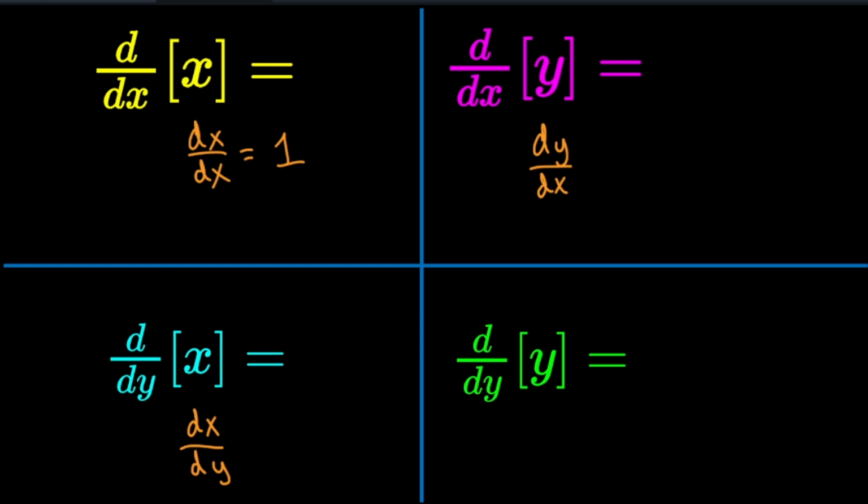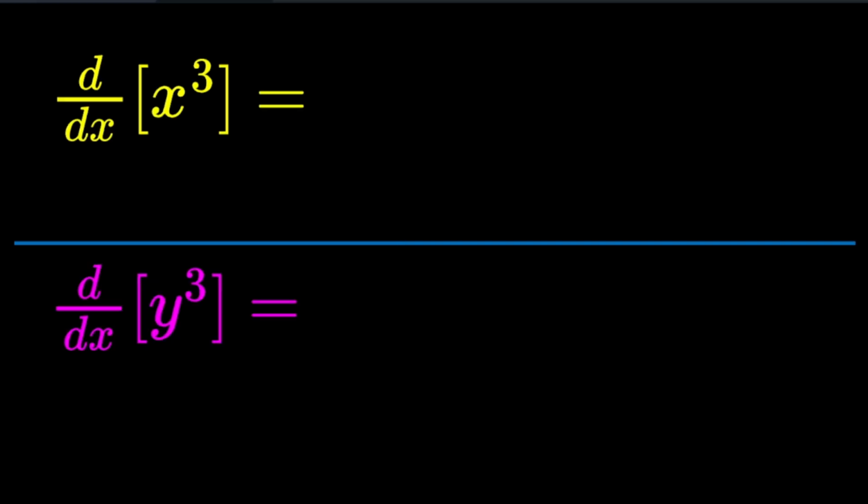And then the derivative of y with respect to y is how much y changes divided by how much y changes, which is the same on the top and bottom, and so this one is 1. So you can only say that the derivative of a variable is 1 if you are differentiating with respect to that same variable. Now let's look at an example that has some operations done to the variable.